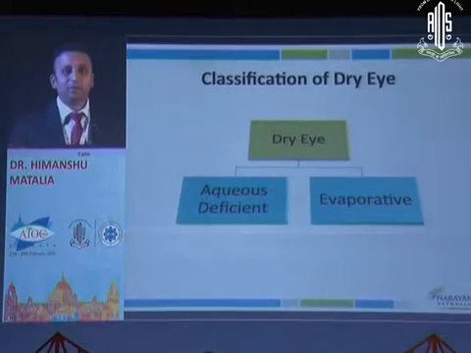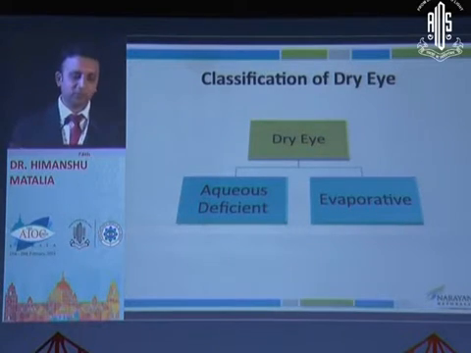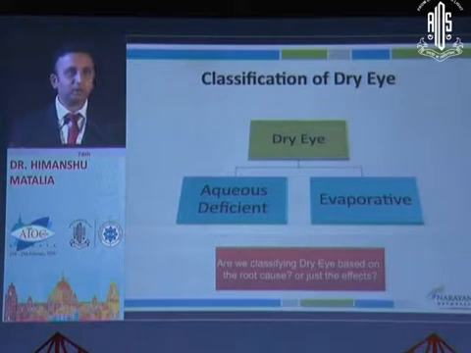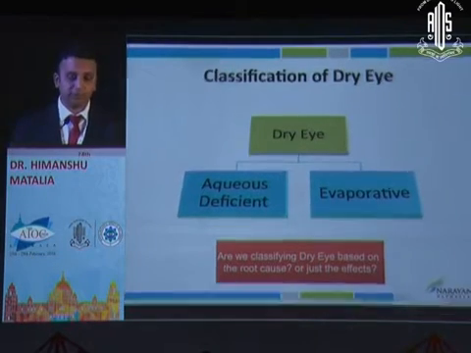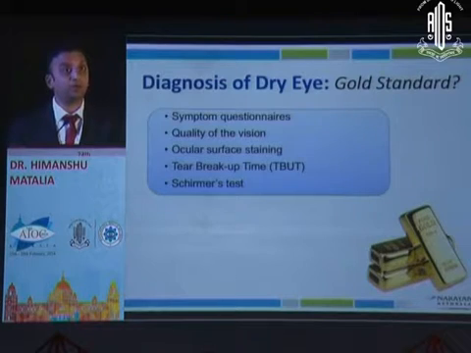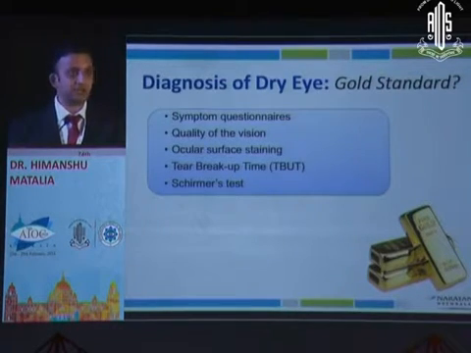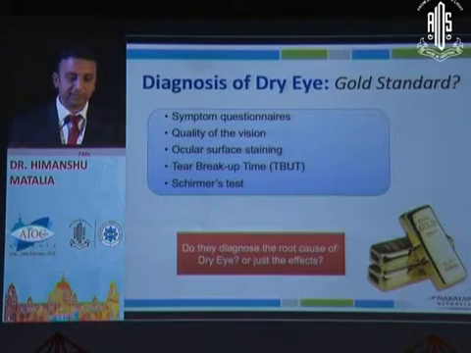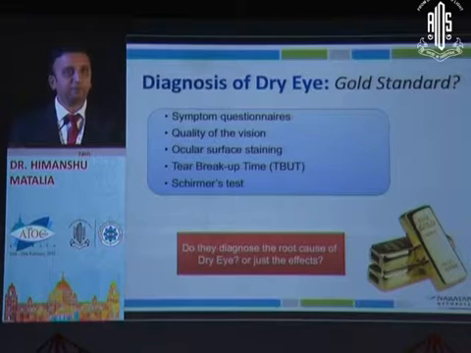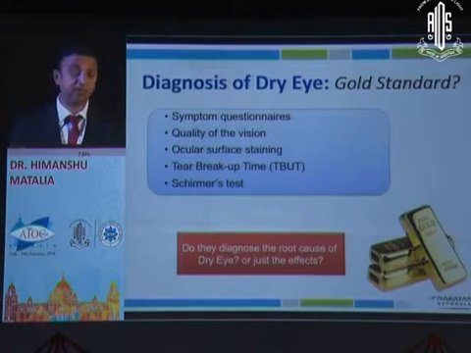When we talk about dry eye, we classify it depending upon aqueous deficiency, evaporative dry eye, and so on. But are we actually talking about the root cause when we talk about aqueous deficiency or evaporative? Well, we are not talking about the actual cause of the dry eye. Same way, if we are talking about the diagnostic tests for dry eye, the gold standard tests, questionnaires, quality of vision, ocular surface staining, T-break-up time, Schirmer's, and all those things, do they actually find out the root cause of dry eye? Well, no. It will just tell you tears are there, not there, sufficient, evaporating faster, and these things.